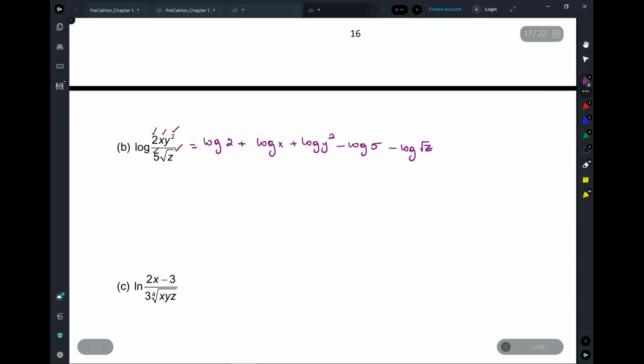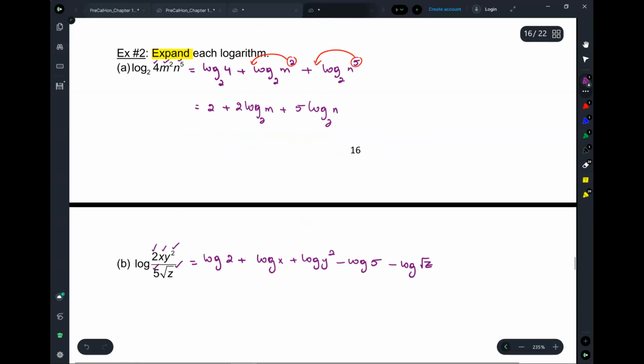Okay? Yes? I don't understand counting elements. Why were there 3 on the last one? So inside the log, what do you have? 4, m squared, n to the 5th. 3 things. But the base doesn't count. No, the base doesn't count. Everything after the base.